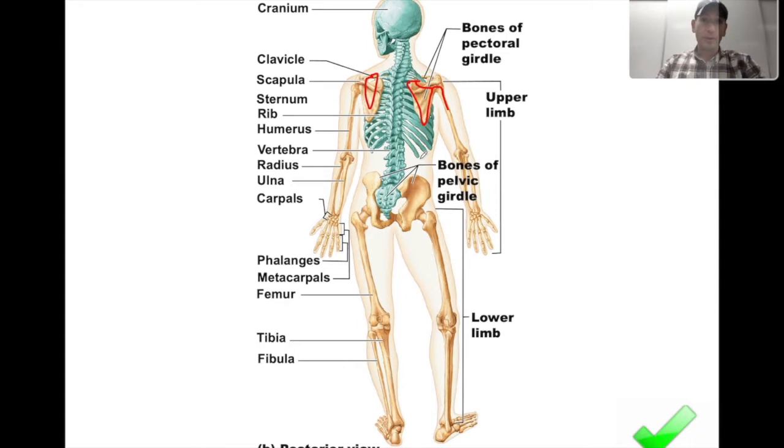So you could kind of think of it as the bones that are attached to the arm or leg are also appendicular. The clavicle, the scapula, and the pelvis, all three of those are attached to an arm or a leg, and therefore those belong to the appendicular skeleton.